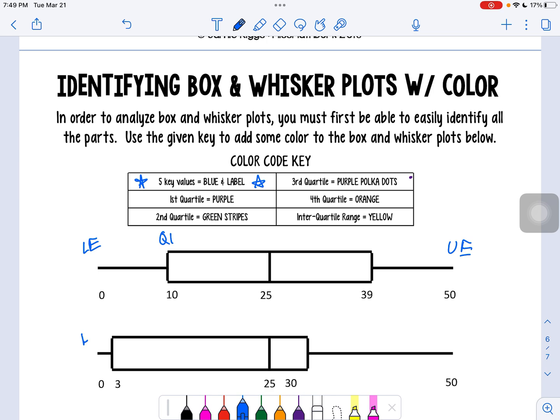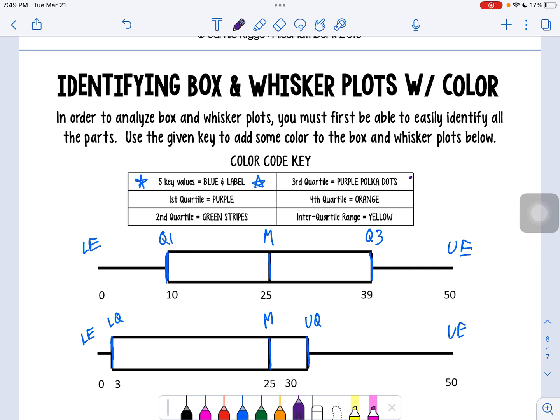So if I do the same thing here, this is lower extreme and upper extreme. You can call the left-hand side of your box either your lower quartile or you can call it quartile 1. Those both mean the same thing, so you can pick either name for that. The number that's in the middle of your box is always the median. That's the number that divides your data in half. And then the right-hand side of your box is always your upper quartile or the third quartile. So you can, again, use either one of those names for that.